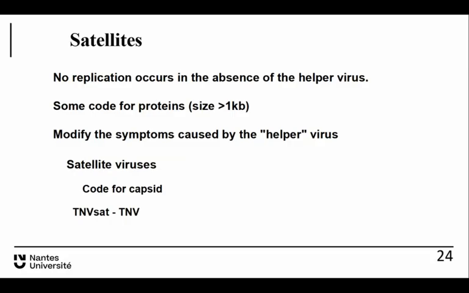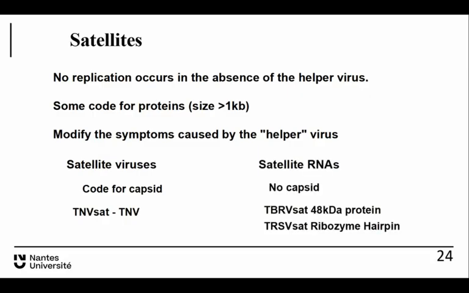So it can be transmitted from one plant to another, but it can't replicate. It's kind of like the opposite of the Umbra viruses. And as well as that, there are satellite RNAs. They don't code for a capsid protein. Some of them don't code for any proteins at all.